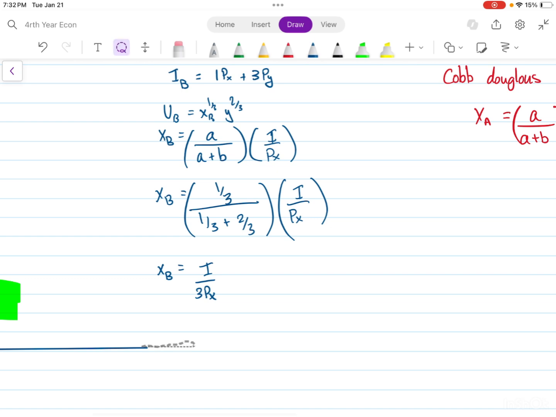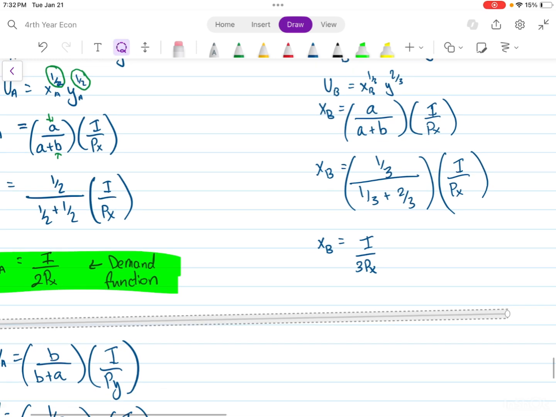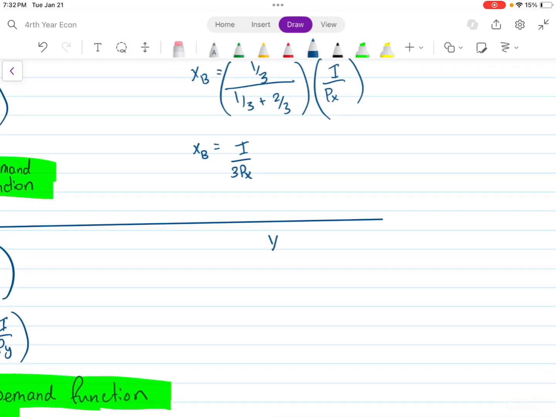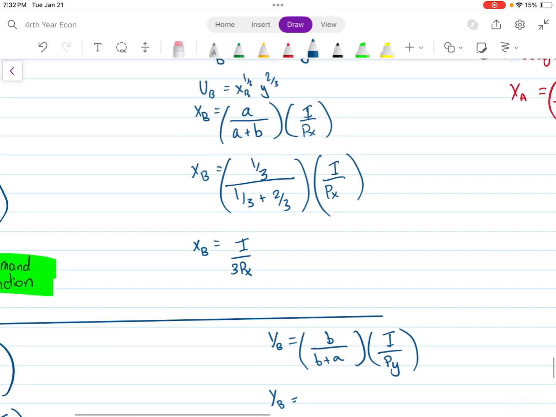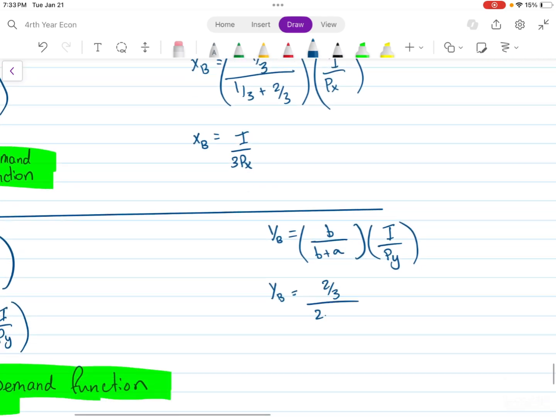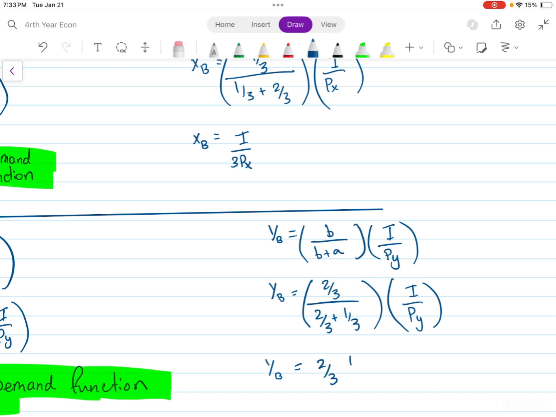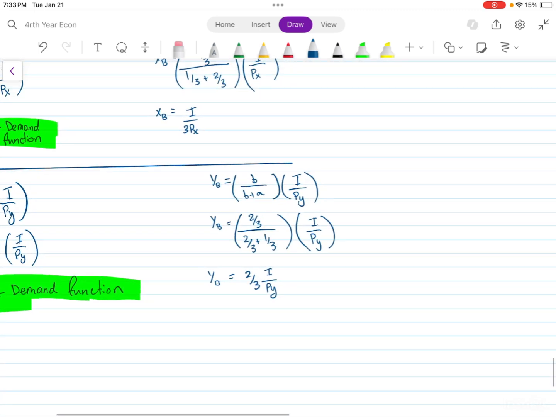Let's extend this line right here. We know that term Y is basically B over B plus A multiplied by the income over the price of Y. That's equal to 2/3 over 2/3 plus 1/3, multiplied by income over the price of Y. And you get the second demand function equaling 2/3 times I over PY. So now we've figured out the demand functions for Billy as well.